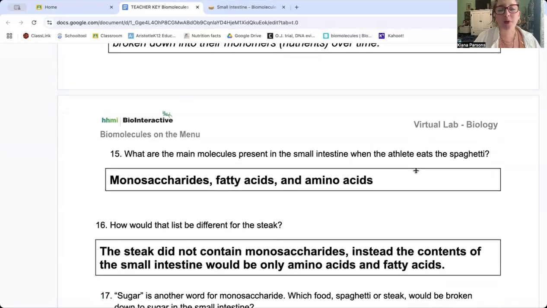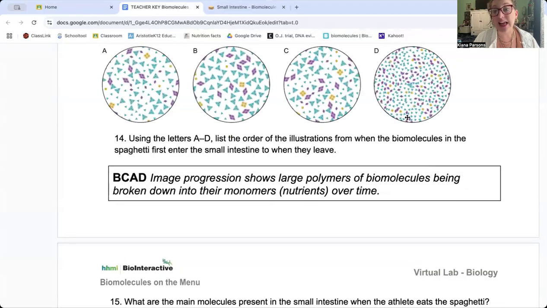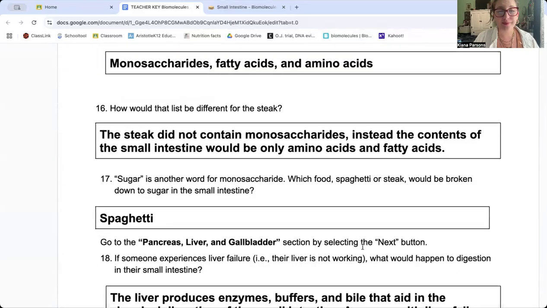All right, what are the main molecules present in the small intestine when the athlete eats the spaghetti? Monosaccharides, fatty acids, and amino acids. Mainly monosaccharides, but you can see there are fatty acids and amino acids present as well. It's because of that 1 gram of fat and those 7 grams of protein in the spaghetti.